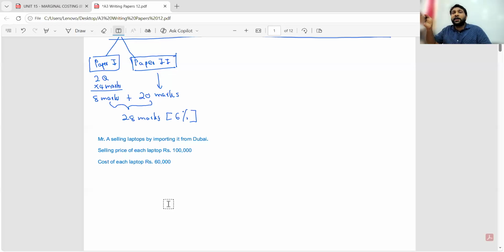We'll assume you are getting the laptops on credit basis. So you will sell for 100,000. But you have to settle your supplier, right? How much do you have to pay to the supplier? 60,000.